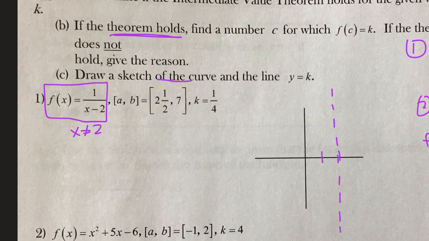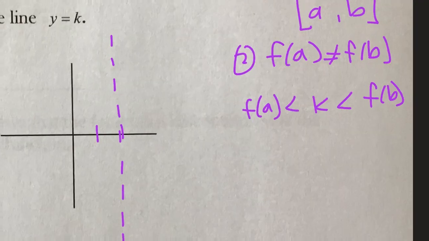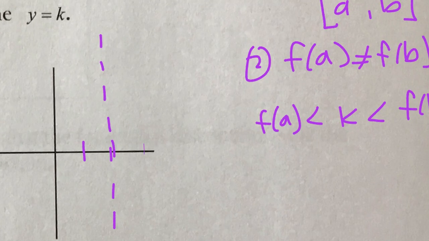And we're looking for the interval from 2 1/2 to positive 7. So 2 1/2 is going to be from here to positive 7, which is way over here somewhere. So this is our closed interval from 2.5 to 7.